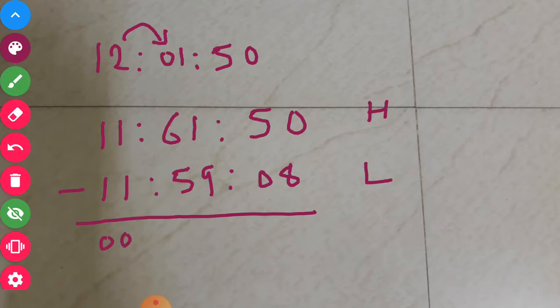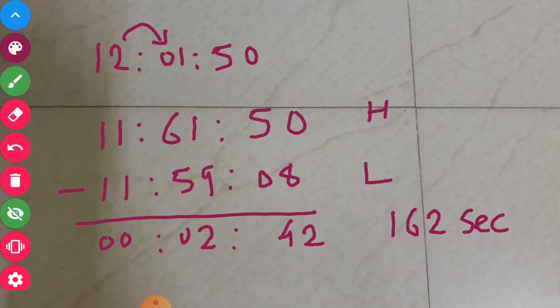It becomes, okay, here this becomes 42 seconds, and here this becomes 2 minutes. Am I correct? Okay, so 2 minutes 42 seconds is the range between the highest and lowest reading. If you convert this into seconds, then it becomes 162 seconds. That is the range between the highest and the lowest reading.